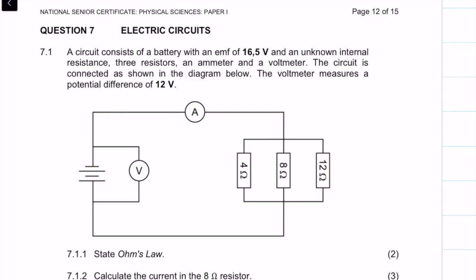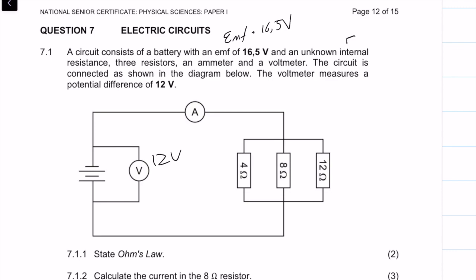A circuit consists of a battery with an EMF of 16.5 volts and an unknown internal resistance, 3 resistors, an ammeter, and a voltmeter, most of which is shown in the diagram. The circuit is connected as shown. The voltmeter measures a potential difference of 12 volts.